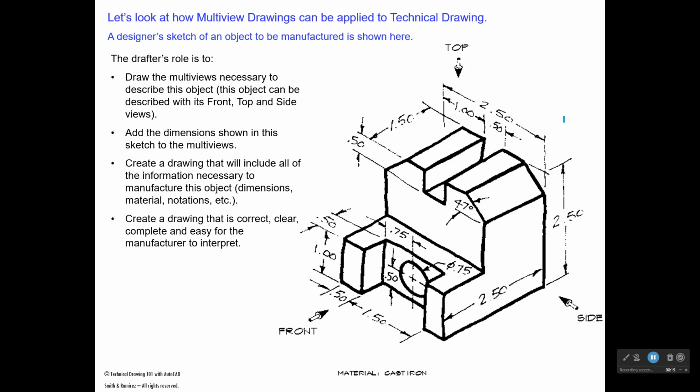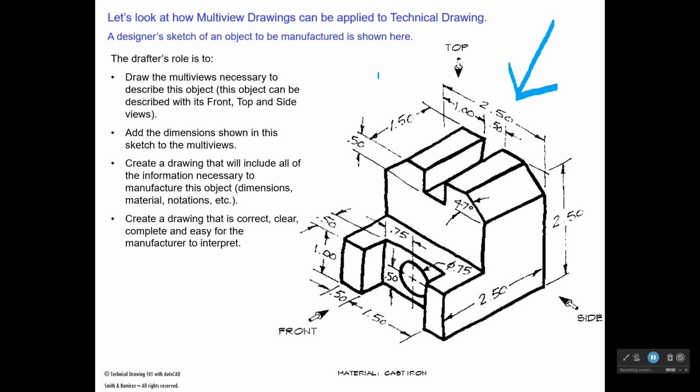And what I want you to imagine is that you are a drafter and you work for a company, and a designer has come into your office and they have handed you this sketch right here. And they've said, I need you to make a technical drawing of this sketch so that we can send it to a manufacturer, because I need to make 100 of these parts. So what your job is going to be is to create a technical drawing, and that technical drawing needs to have everything on it that the manufacturer would need to make this part right here.